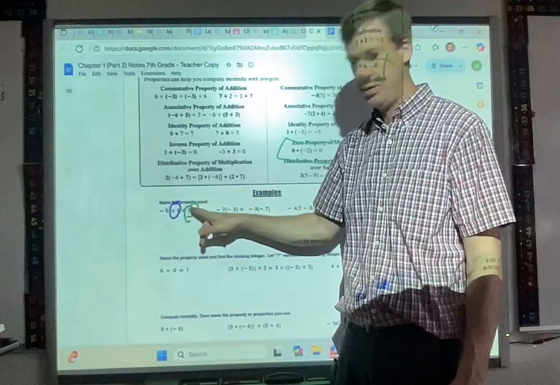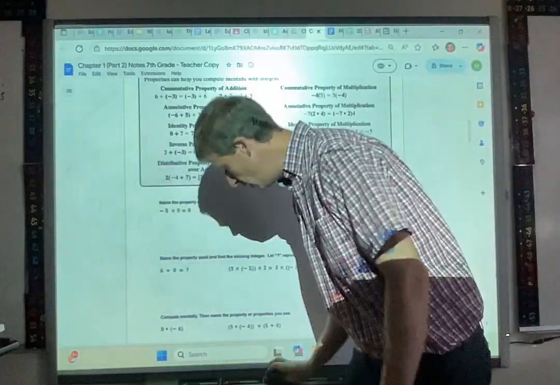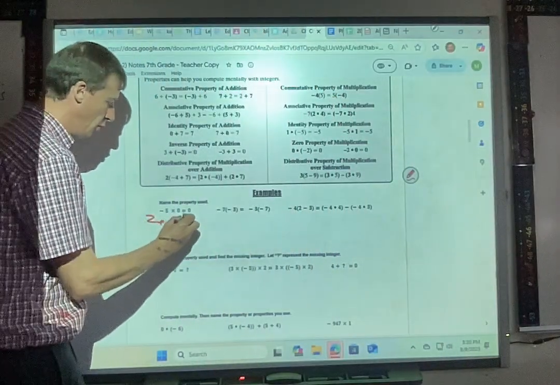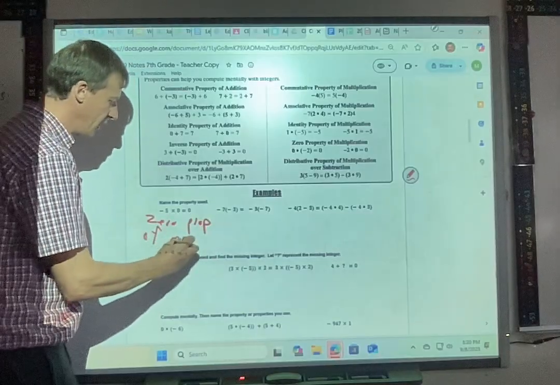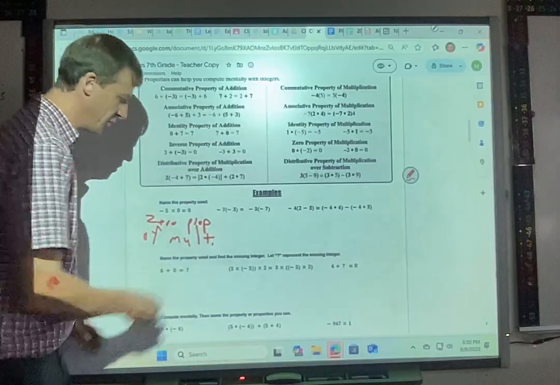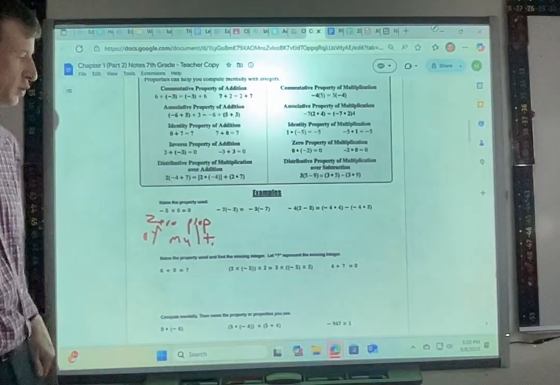Negative 5 times 0 is 0. That's definitely the zero property of multiplication. All right, so underneath here, we're just going to write 0 prop. I'm just going to shorten it up. 0 prop of multiplication. I don't have room to write it all out there. Try to scrunch it all on one page so I don't have to scroll up and down. So zero property of multiplication on this first one.